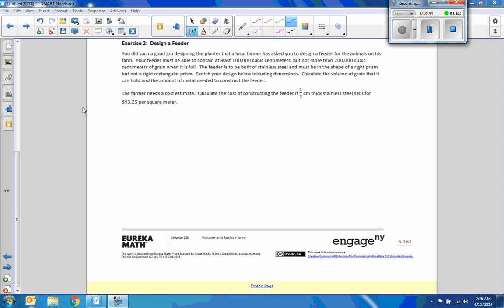Here's exercise 2, design a feeder. This is your turn to see if you can figure these things out. I'll give you a moment to do this: pause the video, come back, and see if you got the correct answer.